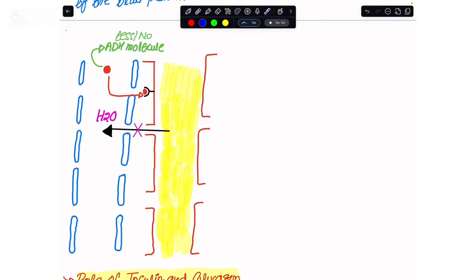So I hope you are clear with this aspect of homeostasis, and that was osmoregulation with us for today.